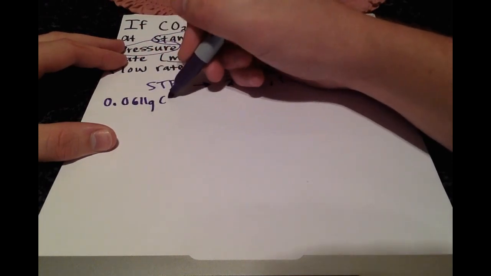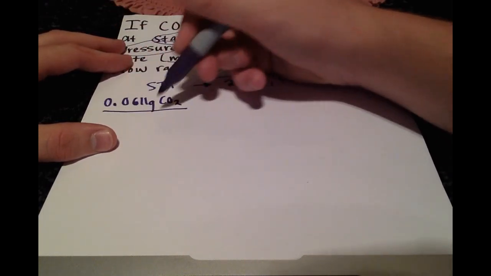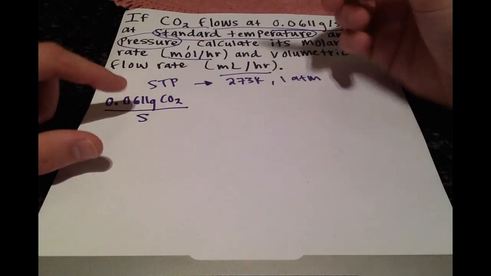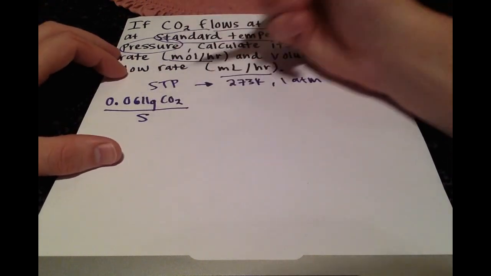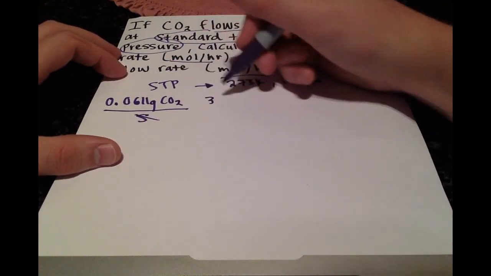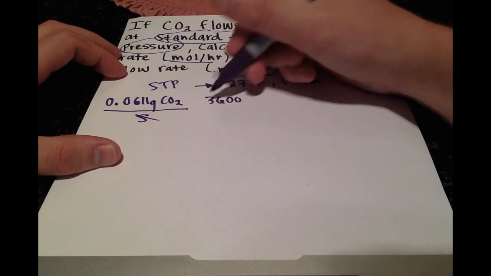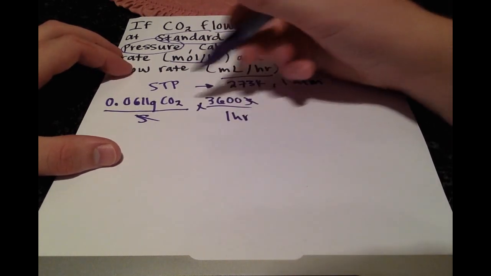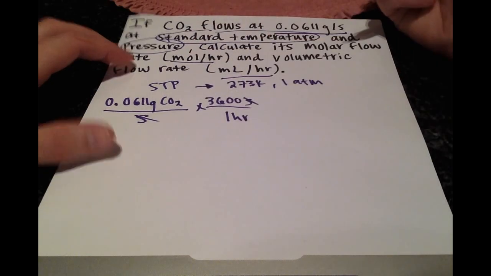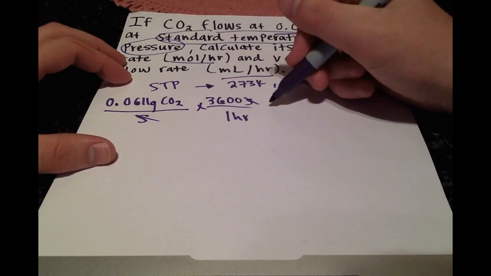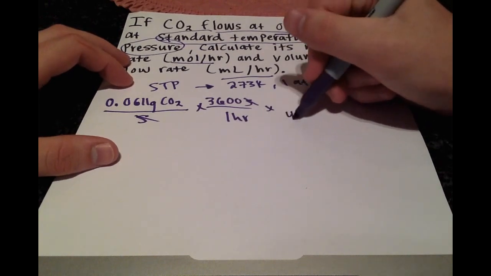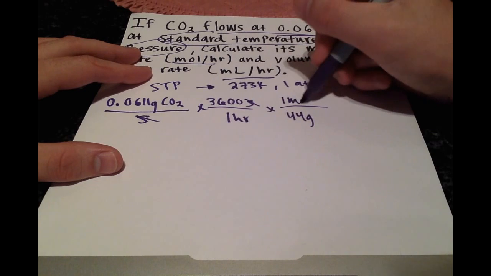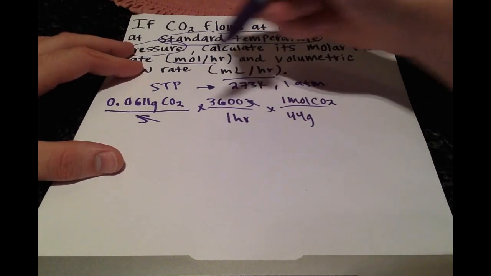All right, so let's write what we have. 0.0611 grams of CO2 is flowing per second. And we want to get the molar flow rate. Right away I see we can change the seconds to hours with the relationship of 3,600 seconds per 1 hour. Now we have grams of CO2 per hour, but we want moles. So we need a relationship there, 44 grams of CO2 per 1 mole of CO2.